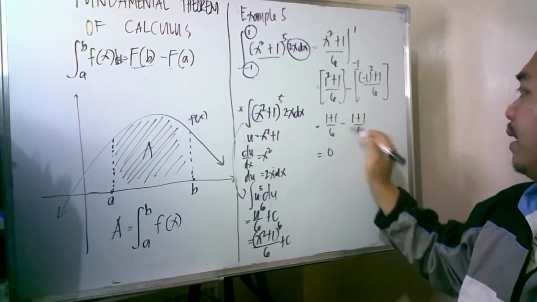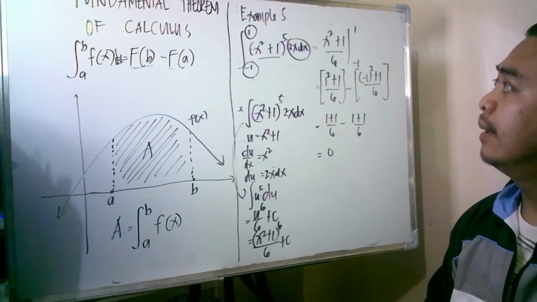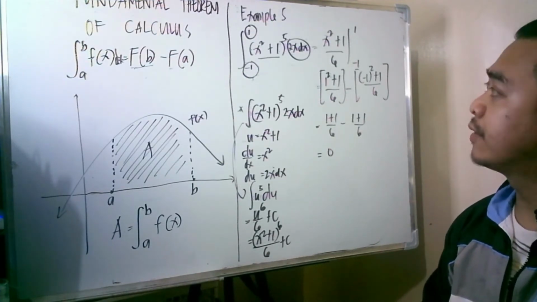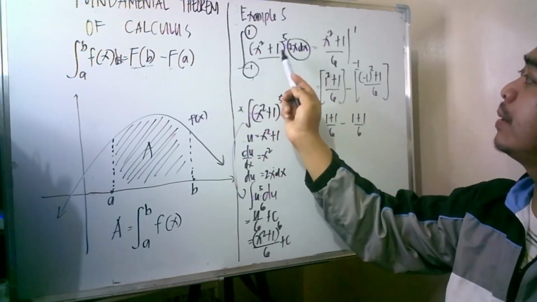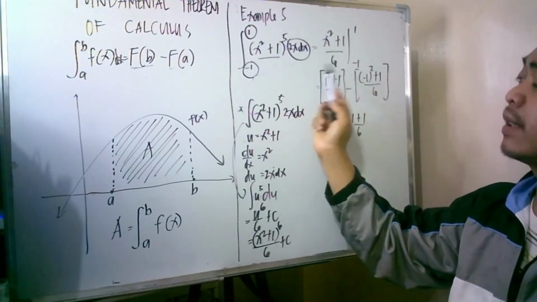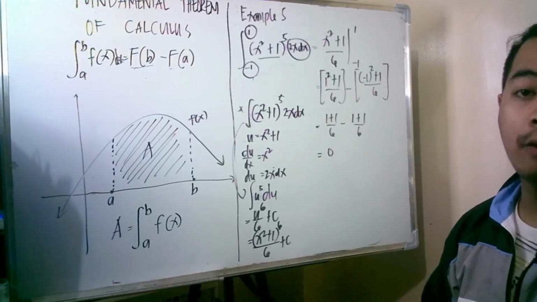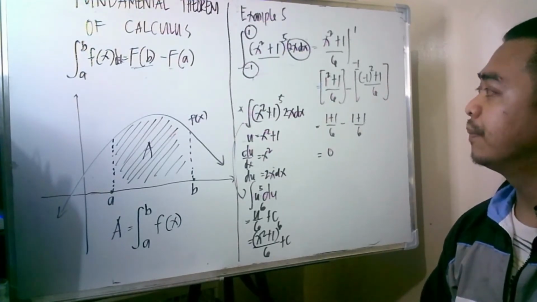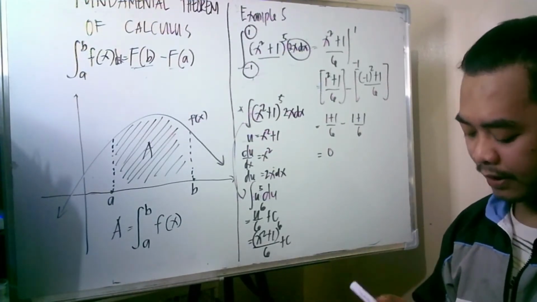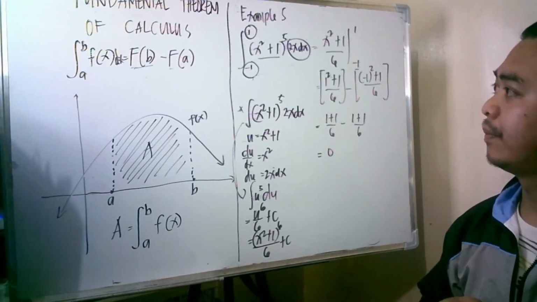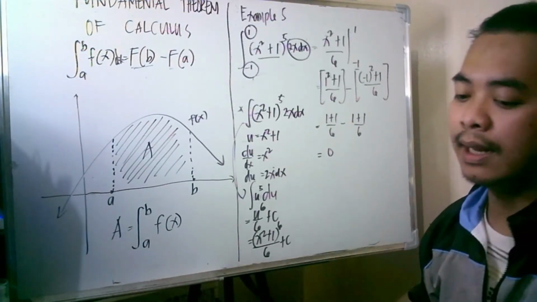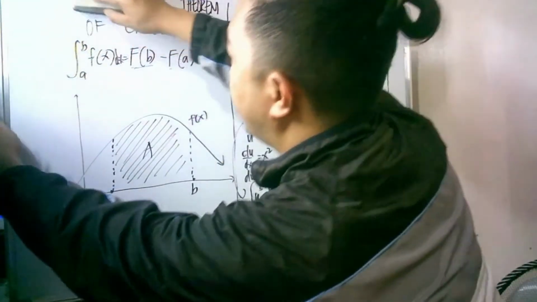Parehas yung sinusubtract natin. But what if the question is solve for the area bounded by x squared plus 1 raised to 5 times 2x dx, the x-axis, and the lines x equal to negative 1 and 1. Ihiwalay natin as two separate areas. Gawin kaya natin yun para makita natin dito.